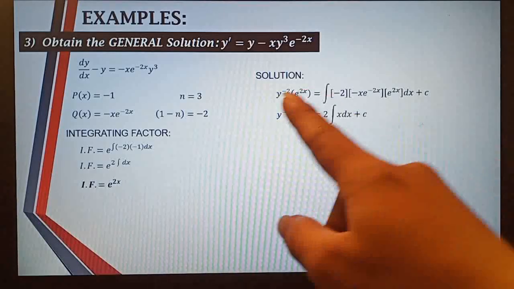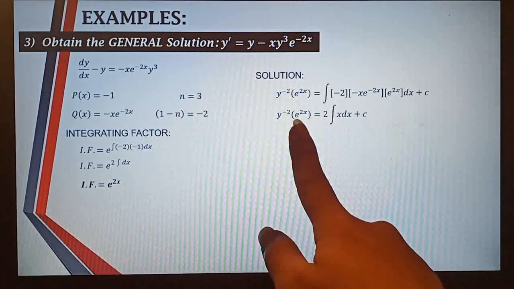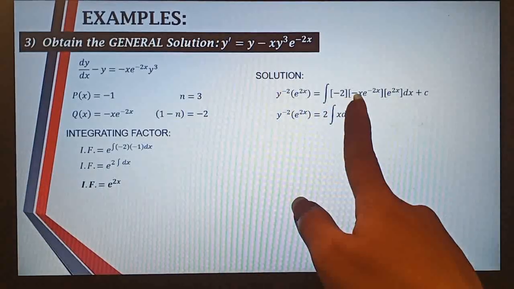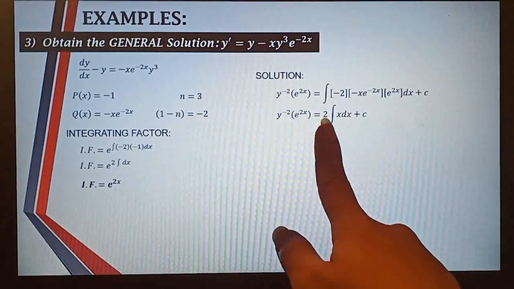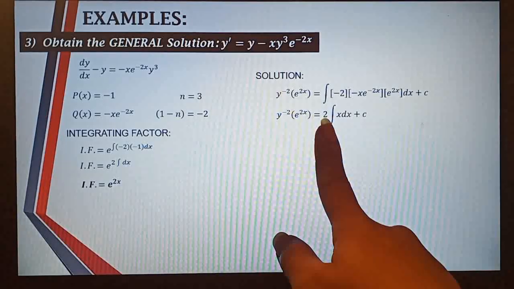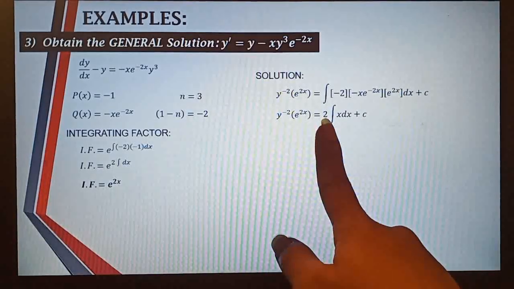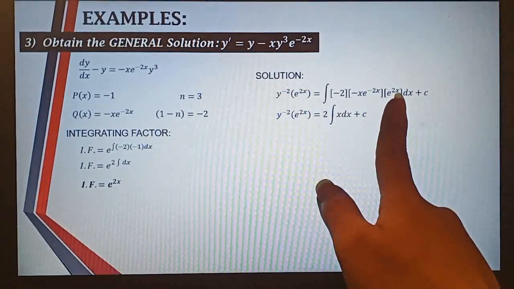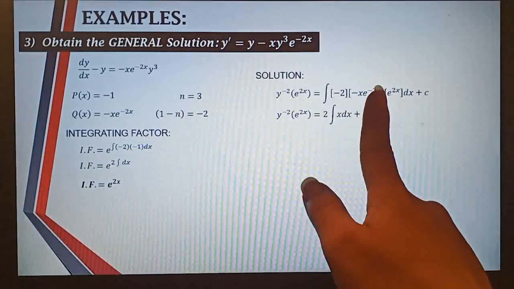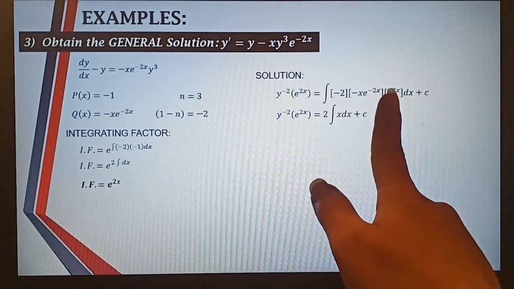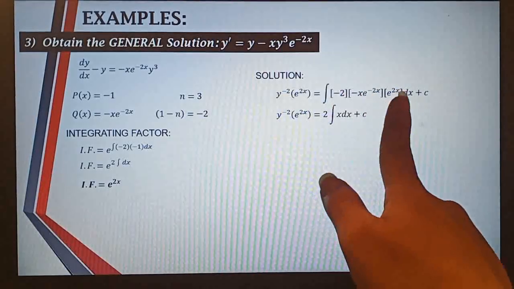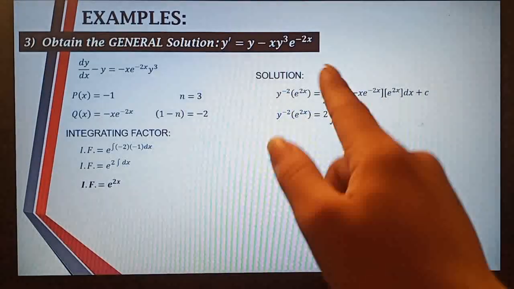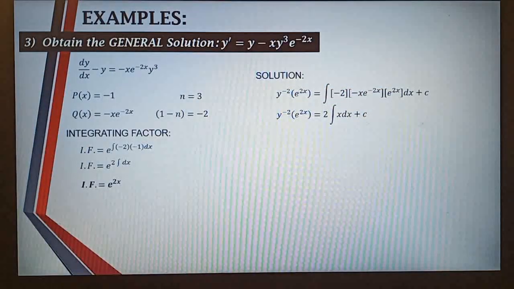So you will now have y raised to negative 2, e raised to 2x equated to negative is positive, so that will be 2. Pwede nating ilabas since constant yon. So you will now have e raised to negative 2x multiplied to e raised to 2x. So negative 2x plus 2x is 0. So e raised to 0 is 1. So ang matitira na lang sa pinakaloob nung integral natin is just x dx plus c.